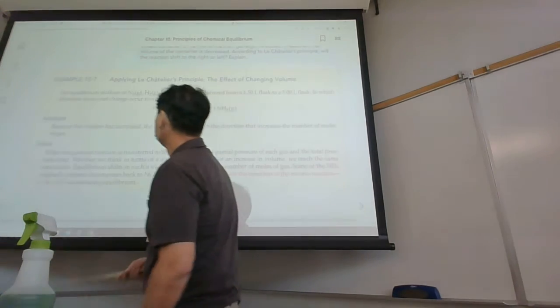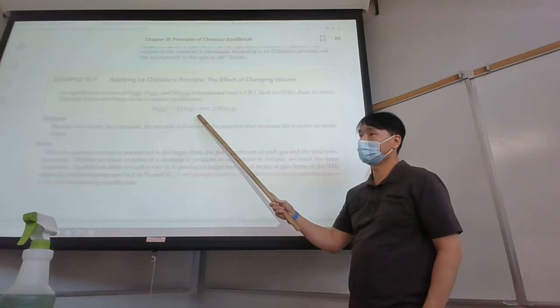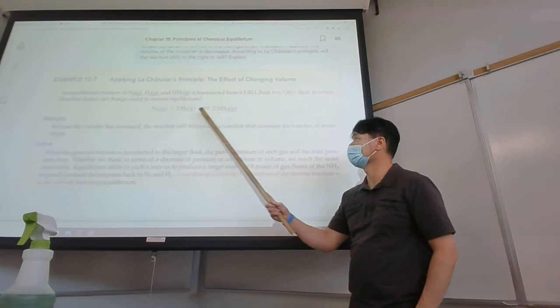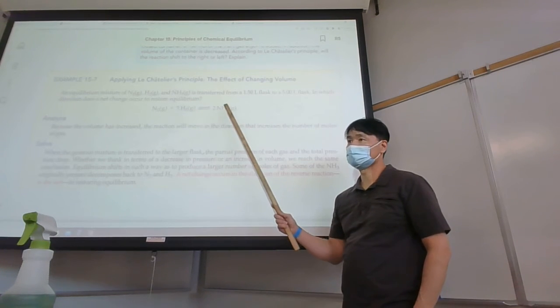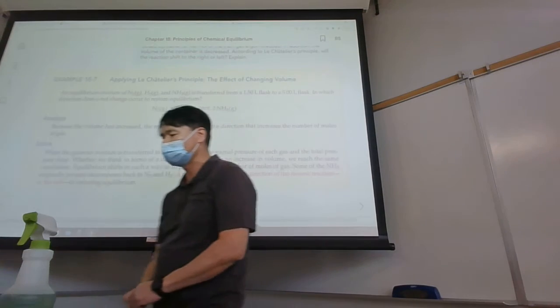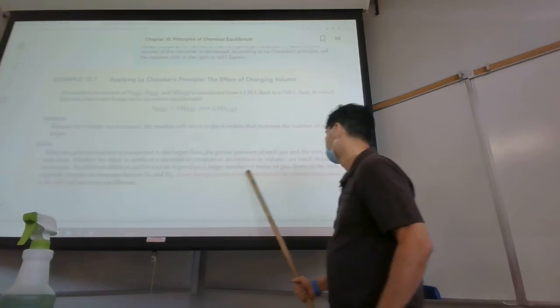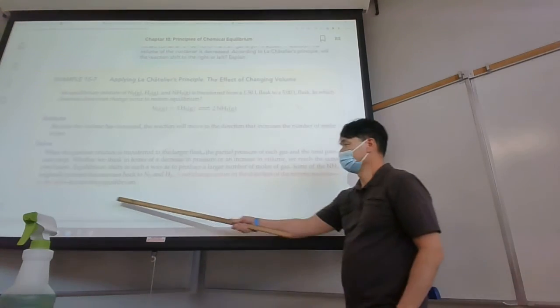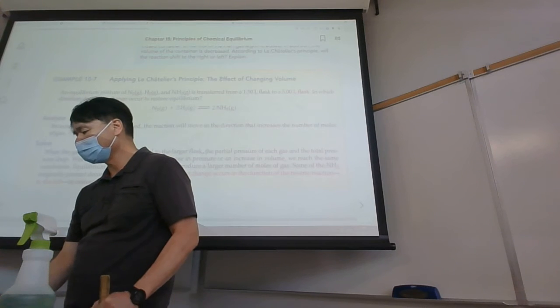Okay, so we're going to transfer this from a 1.5 liter flask to 5 liters. So we're going to increase the volume. Is the increase in volume going to favor the reactants or the products? It's going to favor the reactants and shift this to the left. So we're going to shift left. And so after all this, that's what they say: to the left, to restore equilibrium.